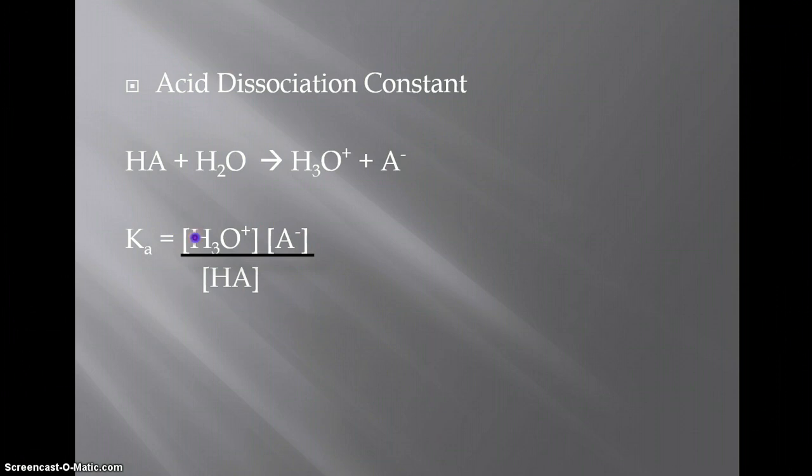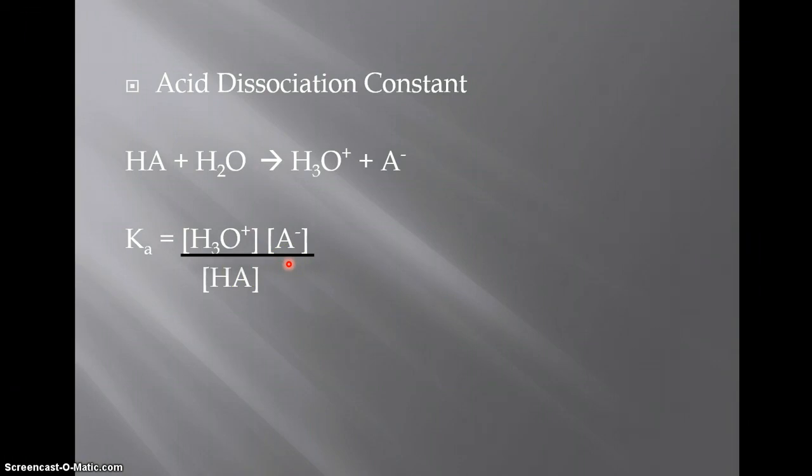It's always going to be the concentration of your hydronium ions times your conjugate base over your conjugate acid. So hydronium times conjugate base over conjugate acid. It doesn't matter what acid you're using, that is always how you will write your acid dissociation constant. It's very consistent. Now, what does this mean?